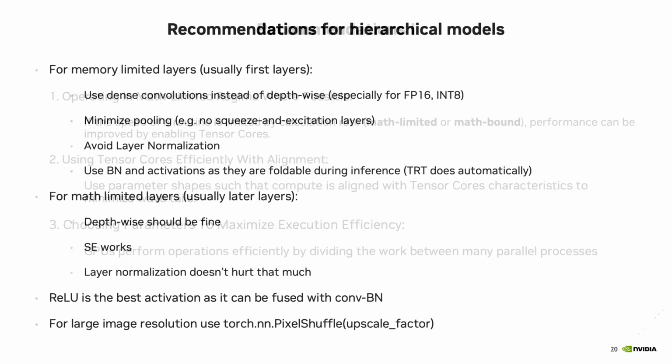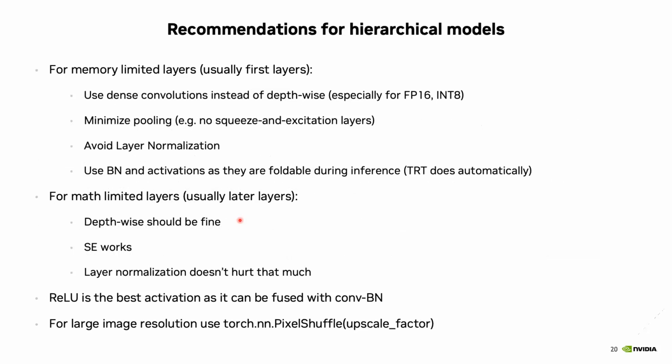And now we're going to look into some of them. So this is roughly what we can get for hierarchical models, like, for example, CNNs, where my resolution decreases while I'm going deeper into the network. It happens that the first layers in the network are usually memory limited. And so for these layers, we don't want to use something like depth-wise convolutions. We want to use full dense convolutions, because the amount of time I spend to transfer in memory is just so high that I can spend a lot of compute there and it will not increase the latency there. We want to minimize the pooling.